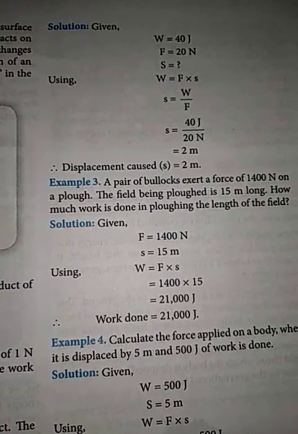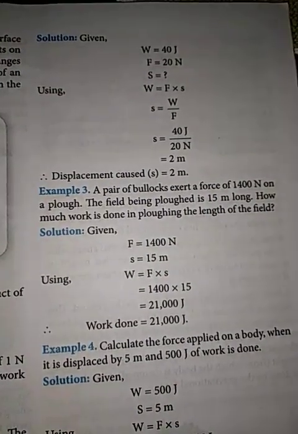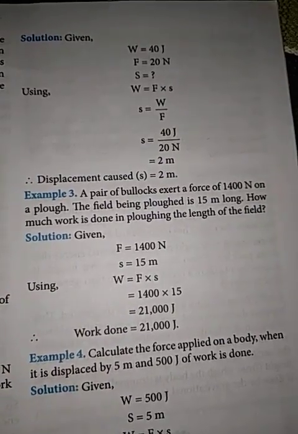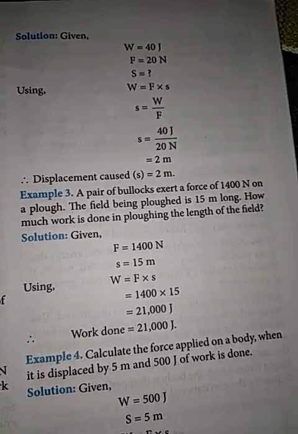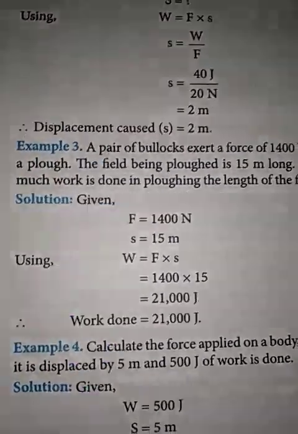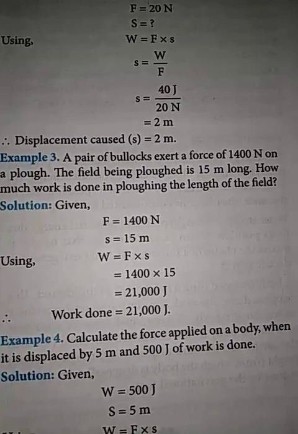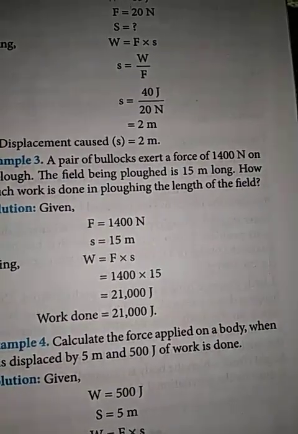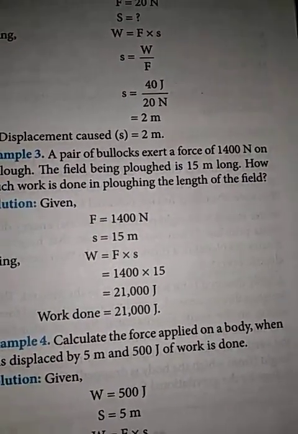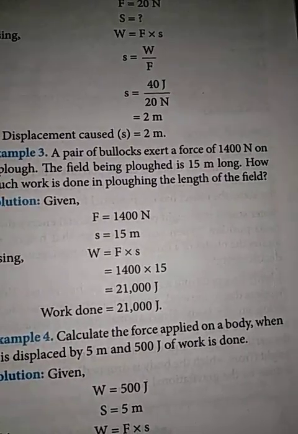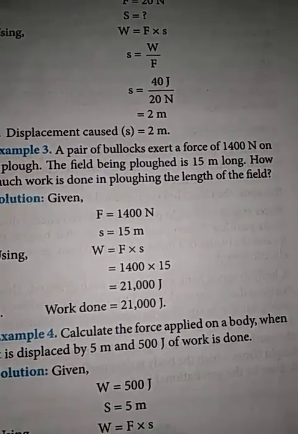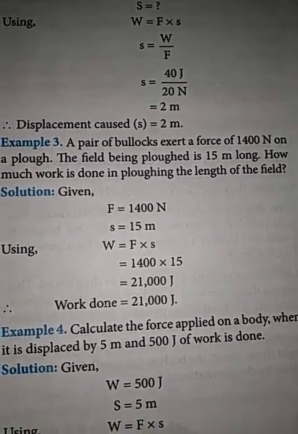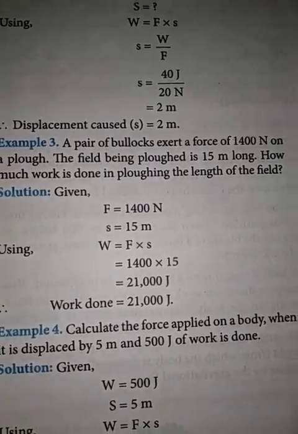A pair of pulley exert a force of 1400 Newton on a plug. The field being plugged is 15 meter long. How much work is done in plugging the length of the rod? You see here, force applied is 1400 Newton and displacement, since the length of the field is 15 meter, displacement will occur along its length. So displacement S is equal to 15 meter. So work done W is equal to F into S. So 1400 into 15, that is 21,000 joule. So work done is equal to 21,000 joule.